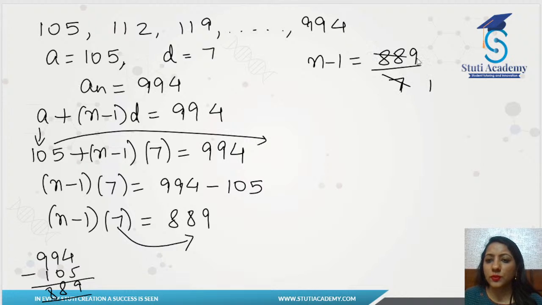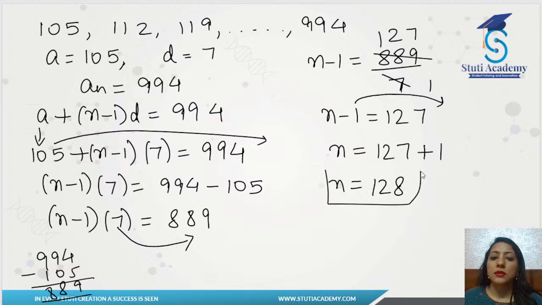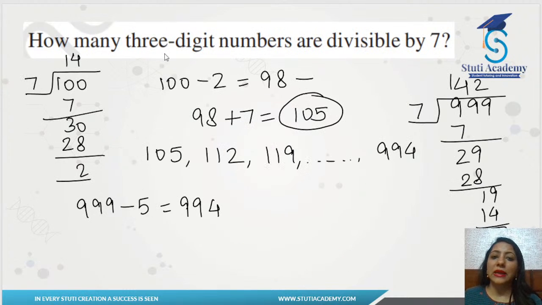So let us simplify this. We will get 127. So n minus 1 is equal to 127. Minus 1 we'll take on the right hand side, and we will get 127 plus 1. So n is 128. So that means the 128th term here is 994, which is actually the last term here. That means there are 128 terms in the given AP. That means there are 128 3-digit numbers which are divisible by 7.